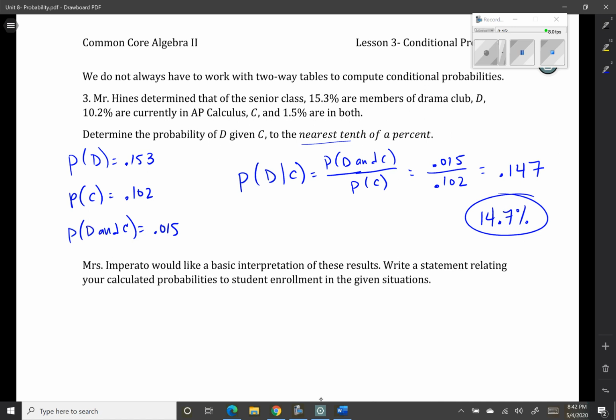So what we can say here is there's some type of a correlation between the courses that you take and whether or not you're in drama, because the probability changed, right? The probability of whether or not you're in AP calculus is affecting the probability of whether or not you took drama because of this conditional probability. Whether that effect is a positive effect or a negative effect, that's an AP stats question. For us, we just have to notice that there's a difference, that there's a change, right? So what we can say here is there is some type of an effect: whether or not you're in drama club is going to affect whether or not you take AP calculus, or vice versa. And that is what you can write here.